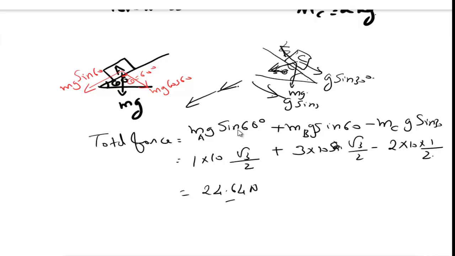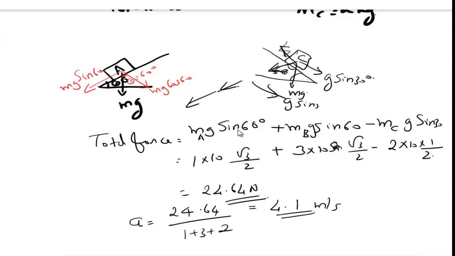24.64 Newton you will be getting. This is the total force acting on the system. Then how can we find out the acceleration? Acceleration equals total force divided by total mass of the system. Mass of the system is 1 plus 3 plus 2, that is equal to 6. Therefore 4 point something, you will be getting 4.1 meter per second square.